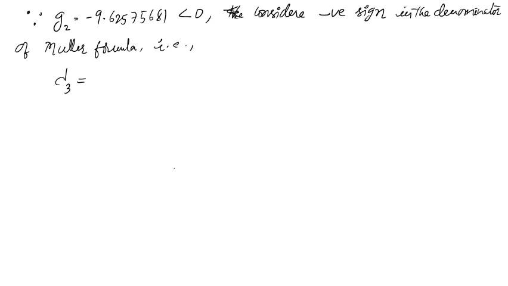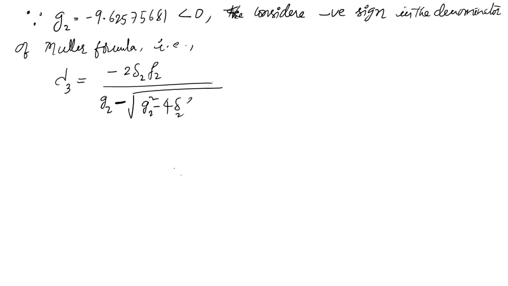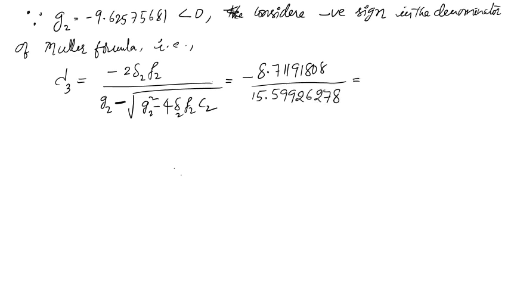Lambda k plus 1, that is lambda 3, is equal to minus 2 delta 2 f2 by g2 plus or minus. So since g2 is negative, here you take negative sign, under root of g2 square minus 4 delta 2 f2 c2. So this value is minus 8.711918808 over 15.5992628, and this result is 0.5584828.